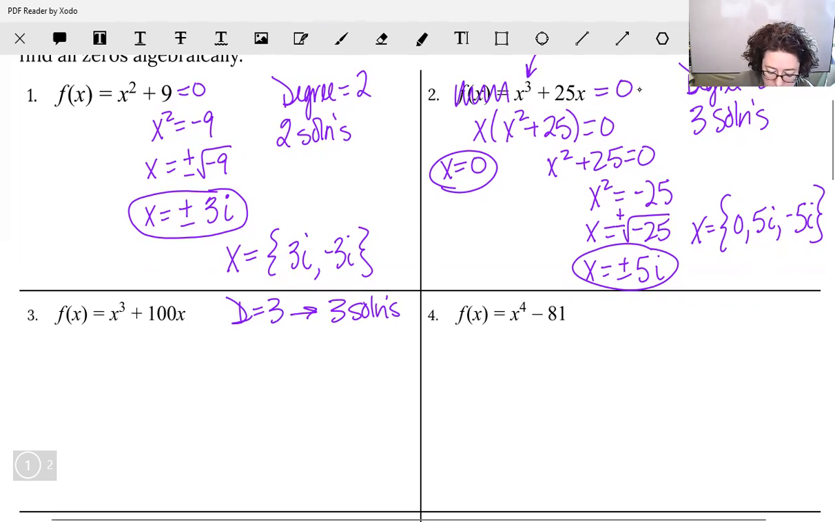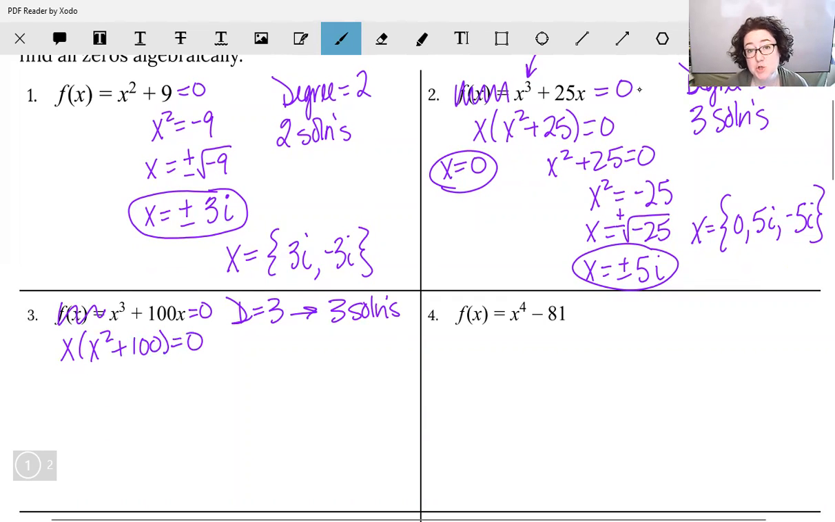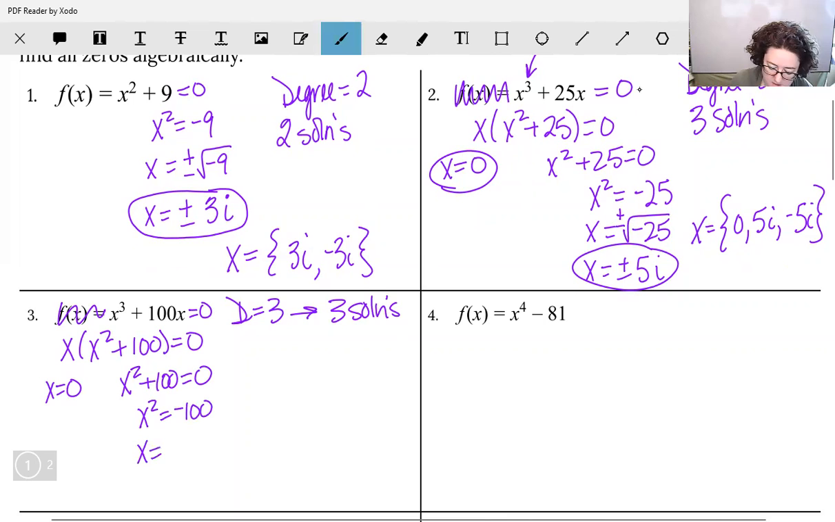Okay, so again, I would set this equal to 0, and I have that common x, so factoring an x out of both terms, then set each factor equal to 0. So one solution is just x equals 0. Next solution will come out of x squared plus 100 equals 0. Moving over your 100, we have to take the square root of a negative again. So plus or minus square root of negative 100.